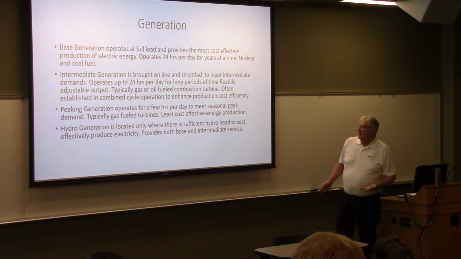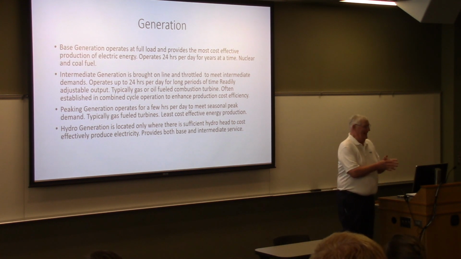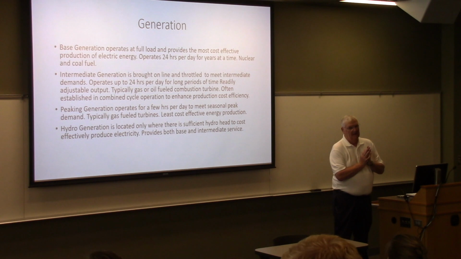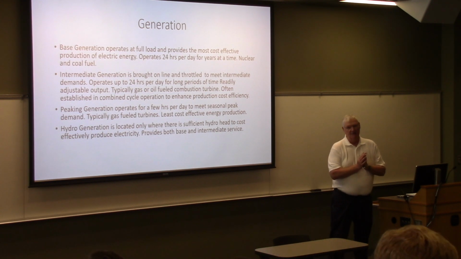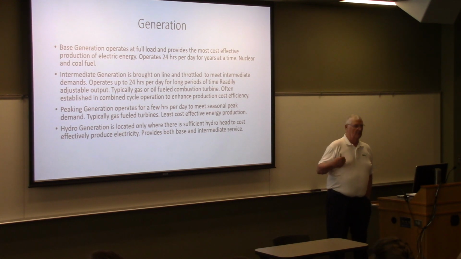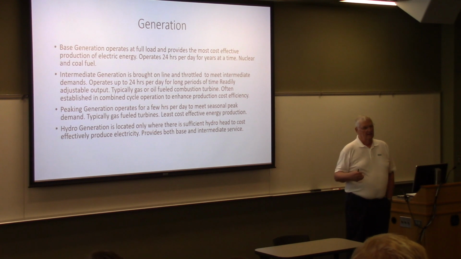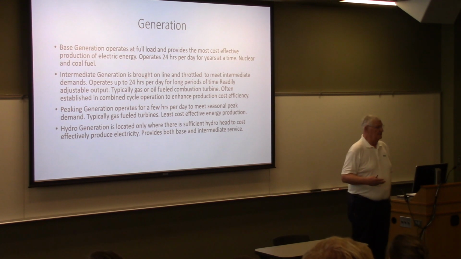Peaking generation comes on only when you have a real demand, like on a hot day in the summertime or a very cold day in the wintertime, if you're a winter peaking unit. And they only run for a couple of hours, and they're typically gas-fired turbines. A gas-fired turbine typically converts about 22 to 25% of the energy content in the unit of fuel to usable shaft horsepower. So you can see it's pretty inefficient, very expensive to run.